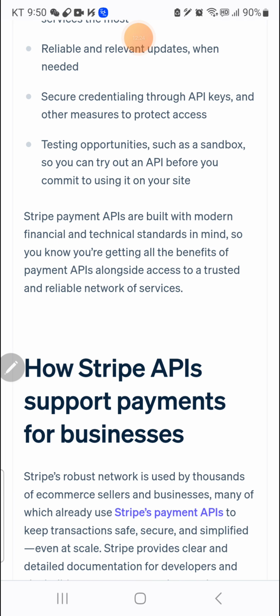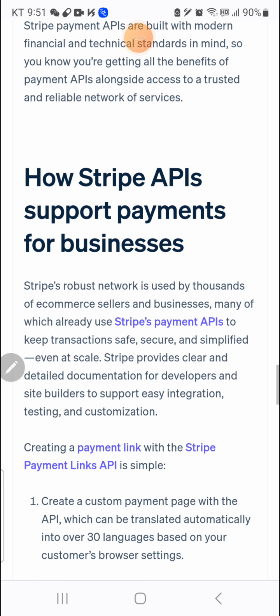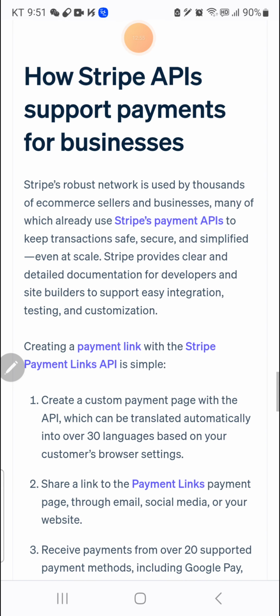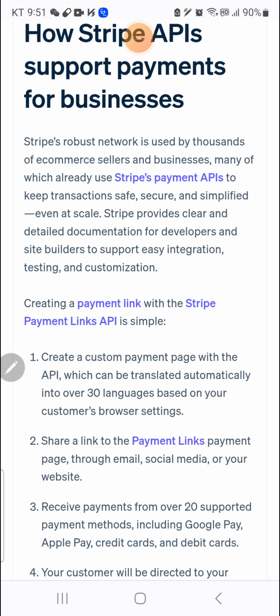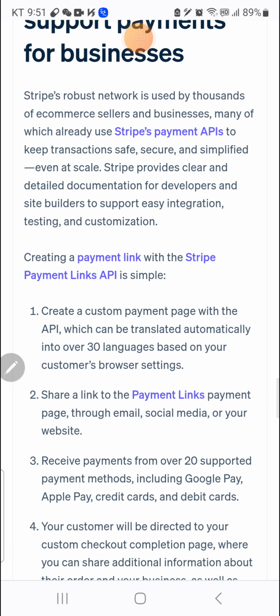Stripe payment APIs are built with modern financial and technical standards in mind, so you know you are getting all the benefits of payment APIs alongside access to a trusted and reliable network of services. How Stripe APIs support payments for businesses? Stripe's robust, that's another good word, Stripe's robust network is used by thousands of e-commerce sellers and businesses, many of which already use Stripe's payment APIs to keep transactions safe, secure, and simplified, even at scale.